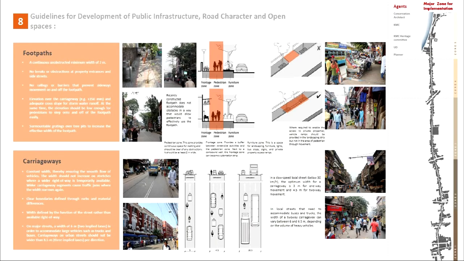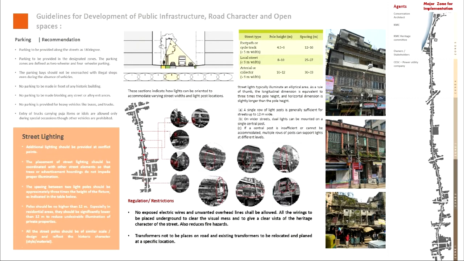Guidelines for development of public infrastructure, road character and open spaces, footpath and carriageway, bus stop and on-street parking, recommendations for parking and street light, regulation and restrictions. No exposed electric wires and unwanted overhead lines shall be allowed. All the wirings to be placed underground to clear the visual mess and to give a clear vista of the heritage character of the street. Also reducing the fire hazards.